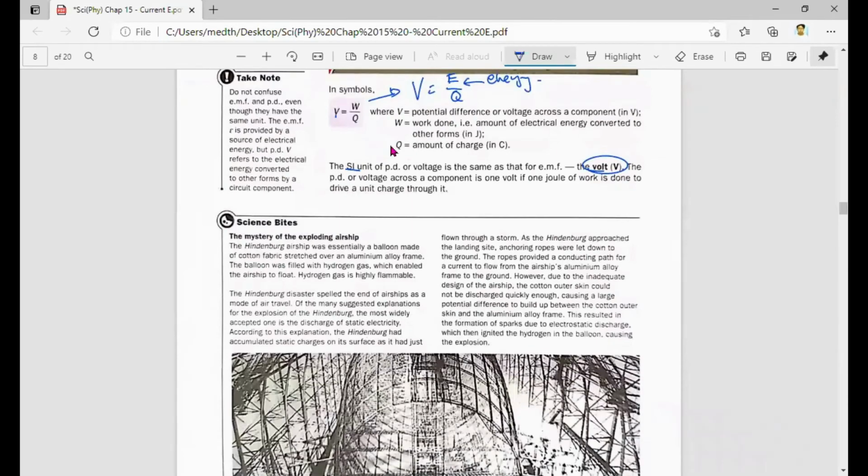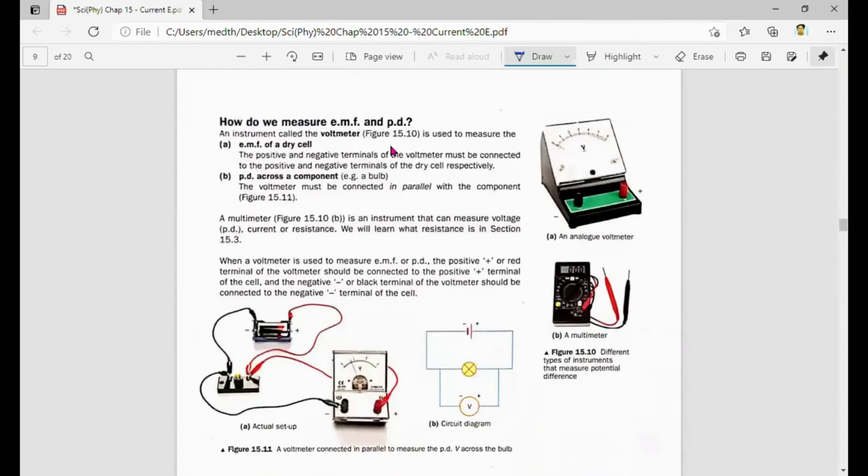Now, how do we measure EMF and potential difference? We actually use this instrument called the voltmeter. We can measure the EMF of a cell using the voltmeter. We can also measure the potential difference across a component. I need you to take note of this. The voltmeter must be connected in parallel with the component.